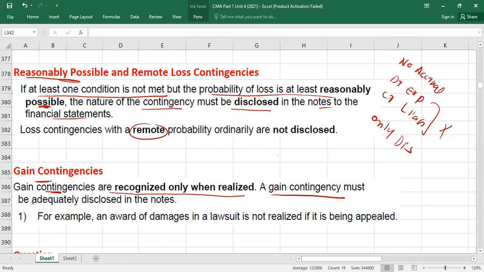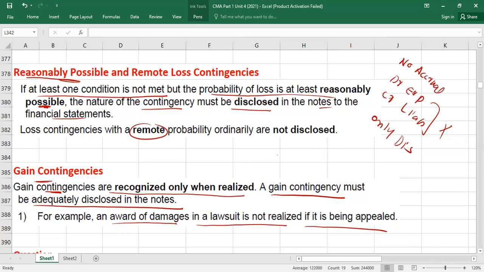Again, contingencies must be adequately disclosed in the notes. If it is received, you also have to give disclosure. For us some differences are there, but just remember here, until it is realized, don't book. If it is realized, you can book and you can also disclose. For example, an award of damages in a lawsuit is not realized if it is being appealed. For example, you just filed a case that you want this much compensation. It doesn't mean it is realized. It is only appealed. Understood? So you will book only if it is realized.